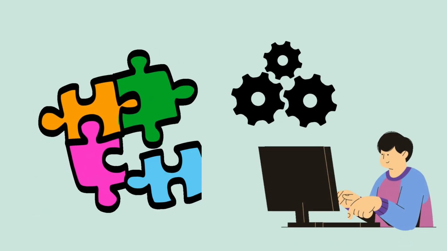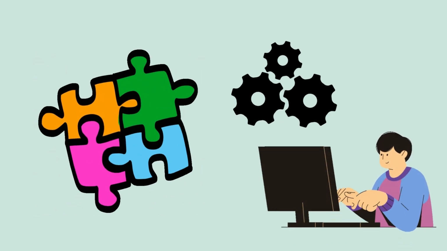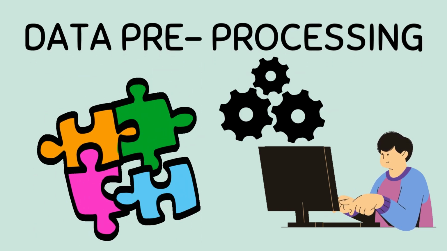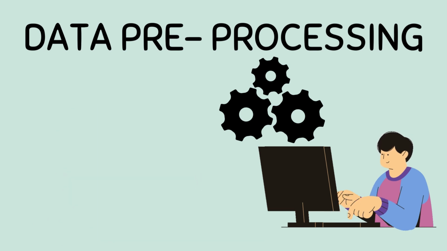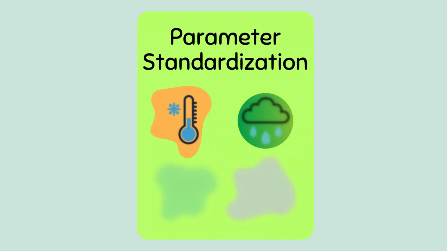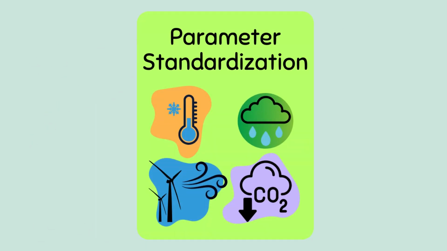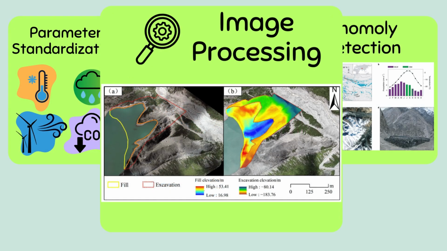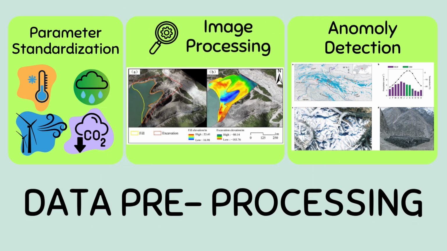The collected raw data needs to be converted into the format which the system requires. This task is done under the data pre-processing module, which includes the subtask of parameter standardization applied on all environmental data, along with anomaly detection of the entire parameter data. The images collected also need to be processed, which includes scaling and fitting.